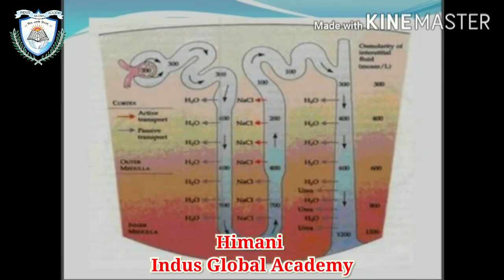Now, in this picture, you can see the cortex and the medulla portion, and you can see which one is the active transport and which one is the passive transport. So with this slide, your first chapter, life processes, has been completed.